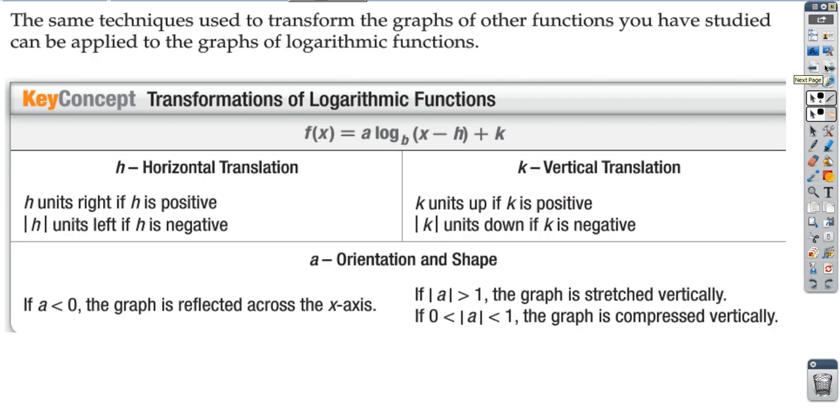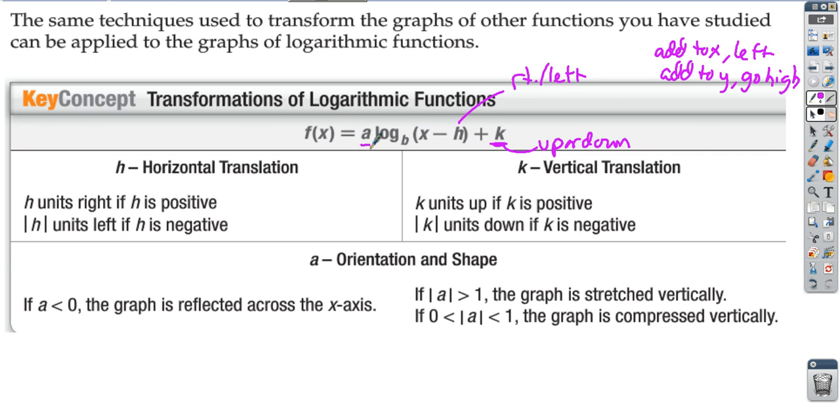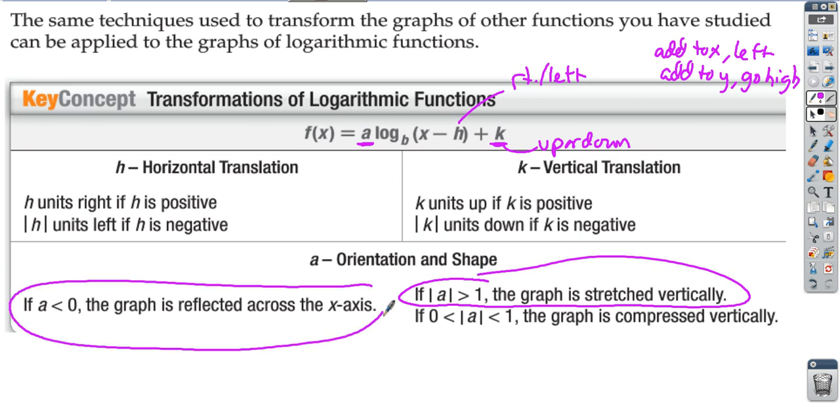All of those rules that we've talked about in earlier chapters about transforming graphs still apply right here. So this number here tells you if you're going right or left. This number here tells you if you're going up or down. And remember the rule is add to x, go left, and add to y, go high. This number in front tells us if we are going to be vertically stretching or shrinking. You vertically stretch if that number is greater than 1, which is what that says. You vertically compress it if it's a fraction. And finally, if the a number is negative, that means you're going to be flipping across the x-axis. So it's similar to what we've done before.